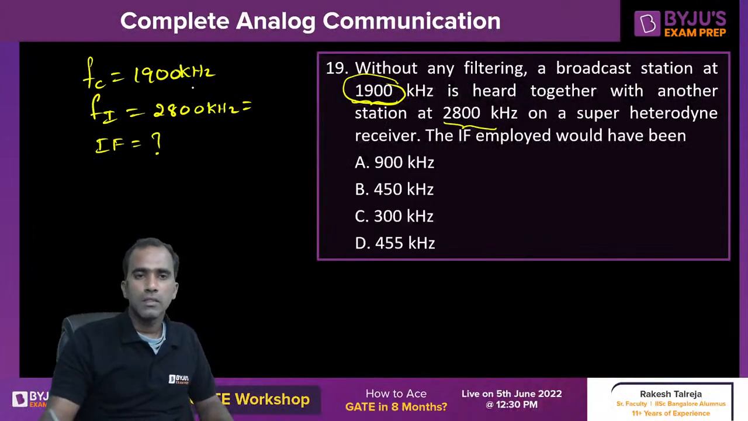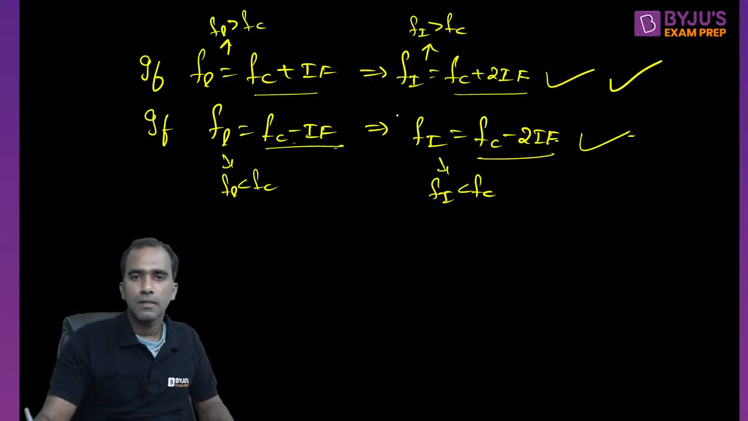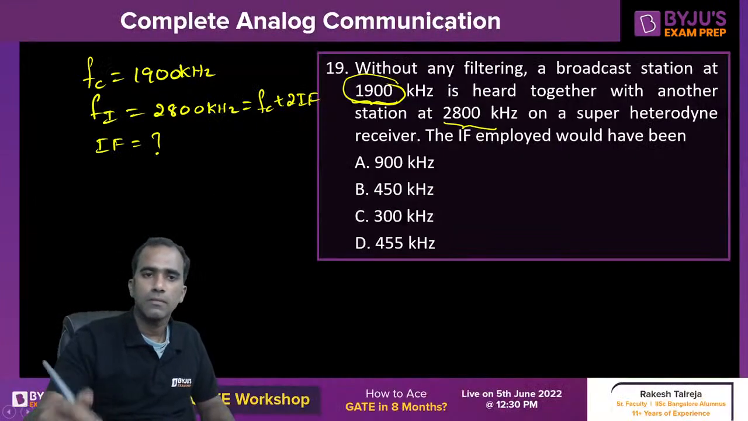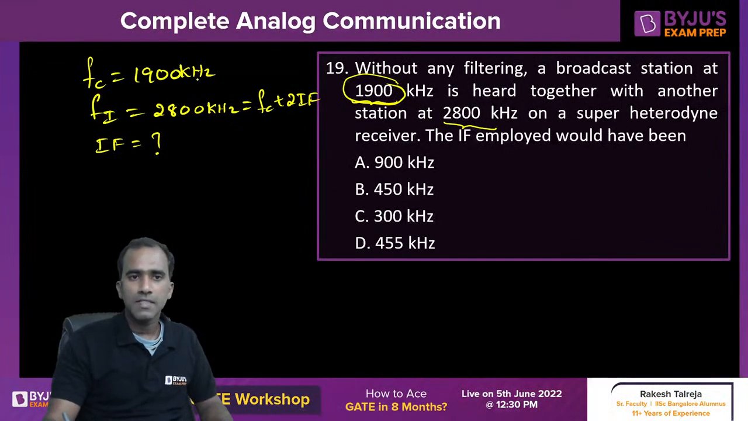Right. So you can observe that for Fi and Fc, the relation is Fi is greater. Fi is greater means they should be using the formula Fc plus 2if. Correct? They should be using Fc plus 2if. Then only Fi will be greater than Fc. Which means Fc we know. You can substitute Fc is 1900. So 2if is equal to, on the other side, 2800 minus Fc.